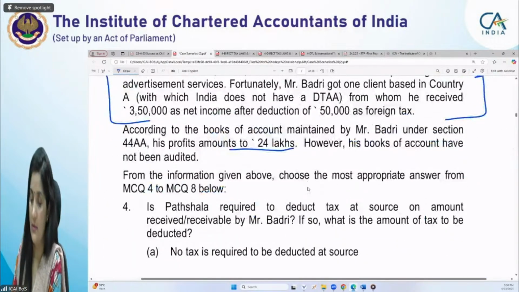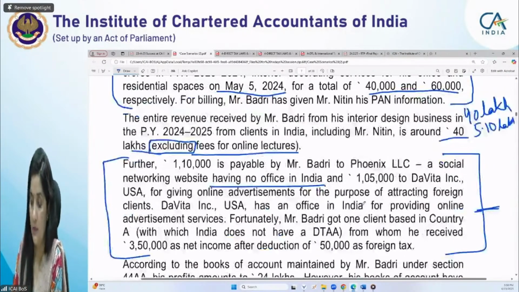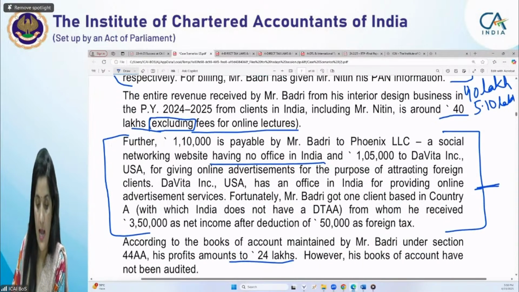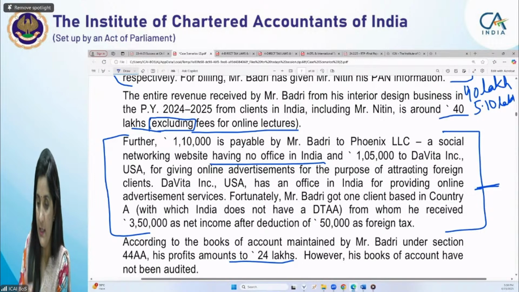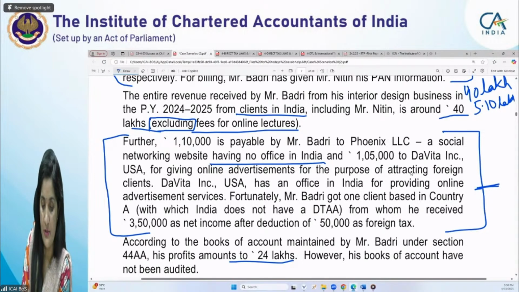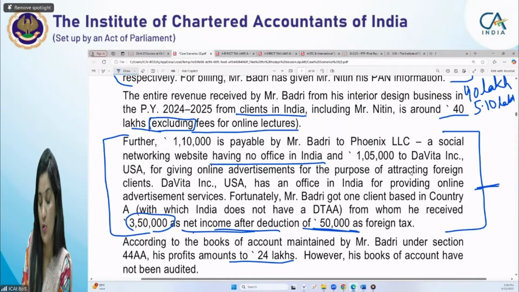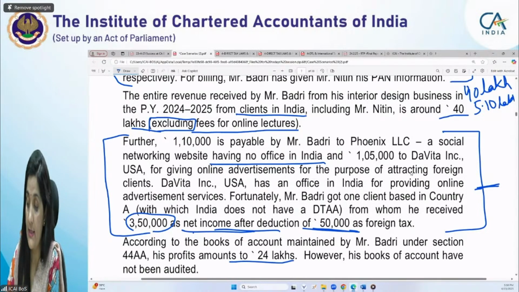This is your income from online teaching. Then he has also earned some income from where? In India only it's mentioned. Outside India he has received 3,50,000 as net income after reduction of 50,000 rupees. So you have to do the grossing up. So it would come to 4 lakh rupees. Am I right? Is this okay?